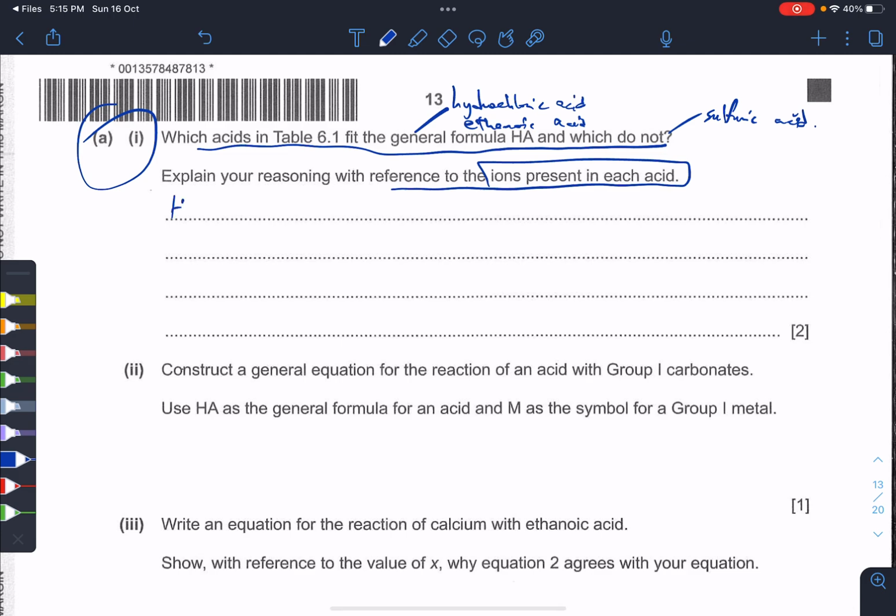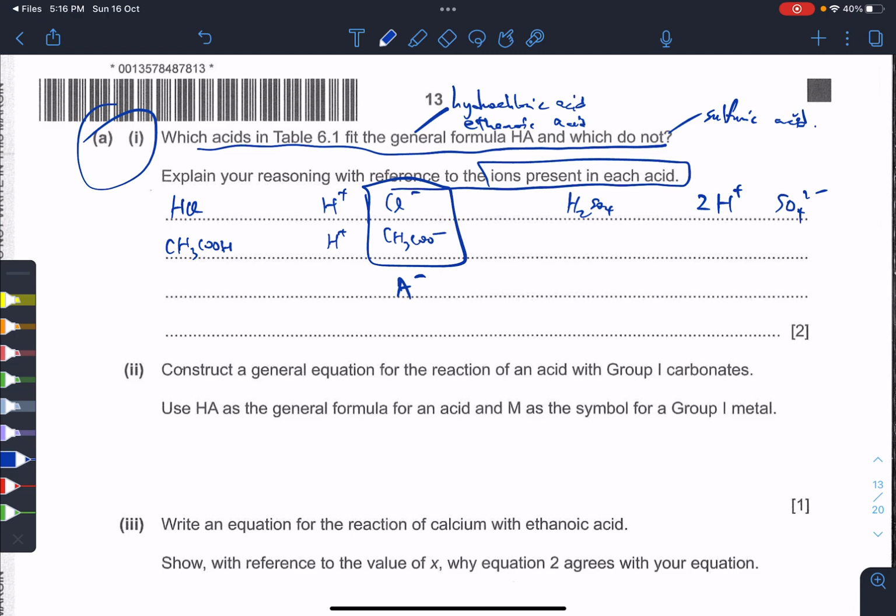So you tell them that HCl and CH3COOH both have H plus and Cl minus, CH3COO minus. And all these basically fit into the HA formula. Whereas H2SO4 gives you 2H plus and SO4 2 minus. This is HA. This one will end up with H2A. So it does not fit the general formula. Basically, these are the main things. I need to see the ions present and you prove to them basically.